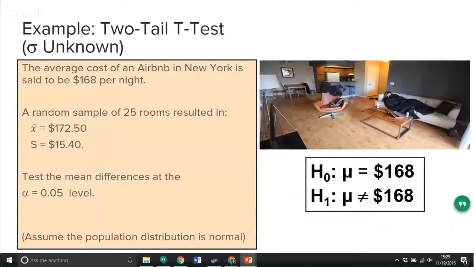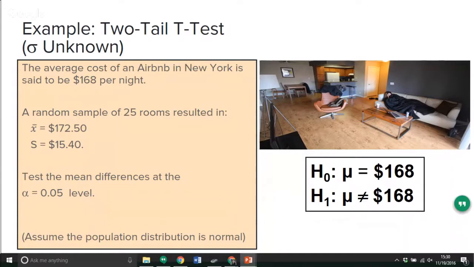So let's take a look at a t-test, for instance. This is what we call a one-sample t-test. And in a one-sample t-test, one of the key things is that it has one population, one hypothesized population. The average cost of an Airbnb in New York is said to be $168 a night. Let's just take that for what it is. That essentially is our hypothesized population mean.